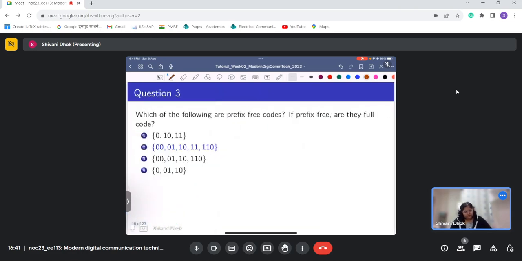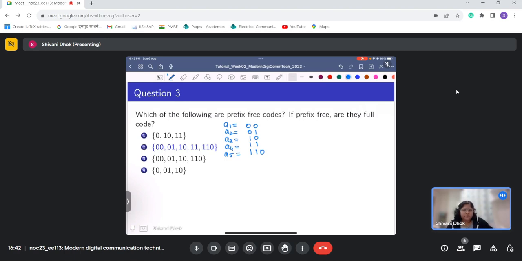Okay, if not, then let us look at the next part of this question. The next part says we are given this code book here, and what we have here is 00, 01, 10, 11 and 110. So this is A1, A2, A3, A4 and A5, five code symbols we have, and corresponding to which we have a code.